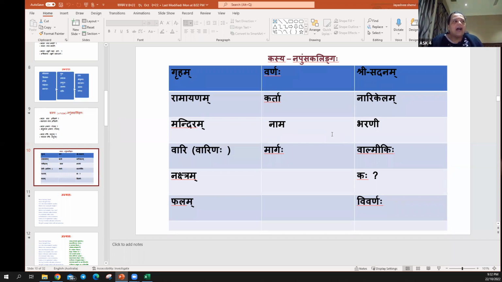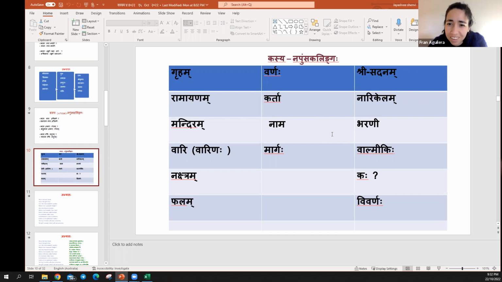Now here, Vari, I have written it Varinaha, because this will change. Vari is what? Vari is water. So Vari, Varinaha. Like Mandirasya, it comes as Varinaha. Okay. So ikaranta napumsakalinga. It's easy for you. I put the answer already. Varinaha.